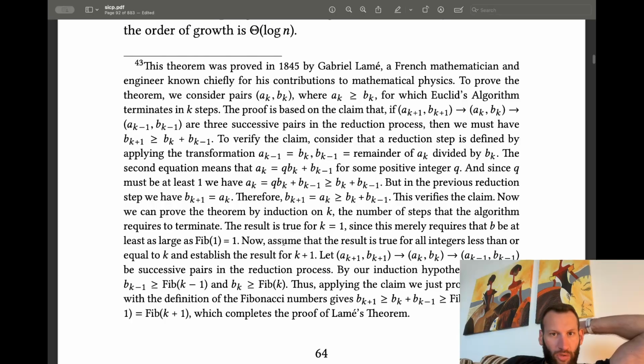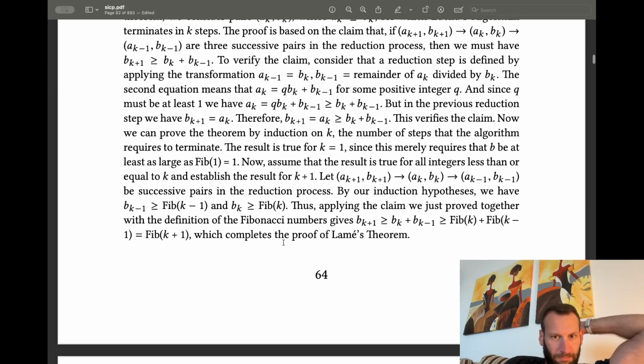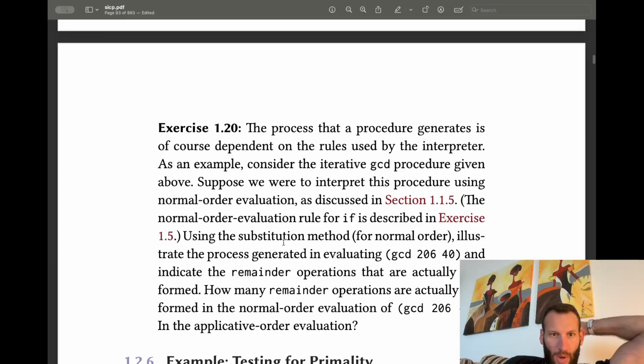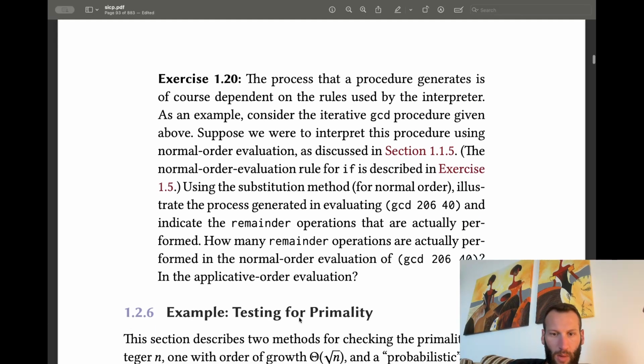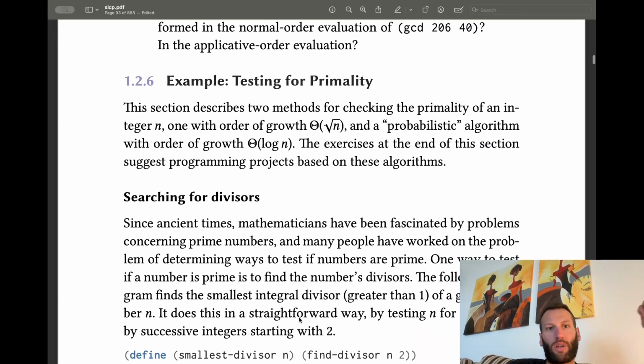I don't want to read this long footnote. Here we have an exercise. Let me read it. The process that a procedure generates is, of course, dependent on the rules used by the interpreter. As an example, consider the iterative GCD procedure given above. Suppose we were to interpret this procedure using normal order evaluation, as discussed previously. Using the substitution model, okay, I don't think I want to do this exercise.